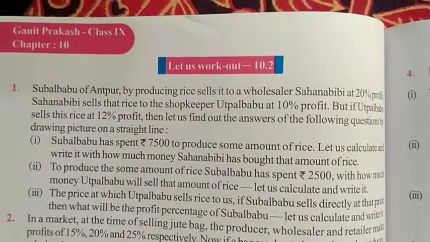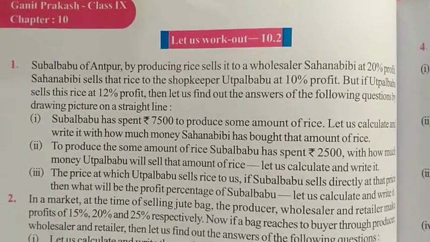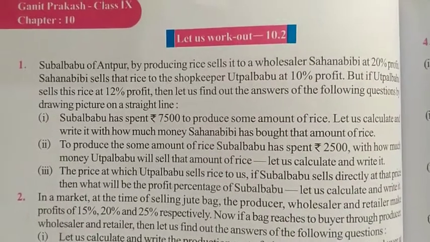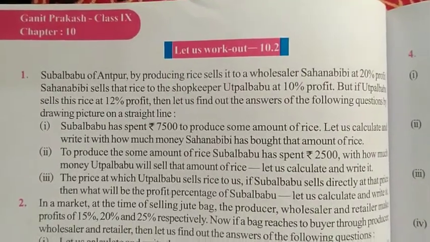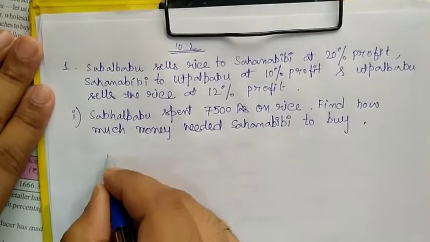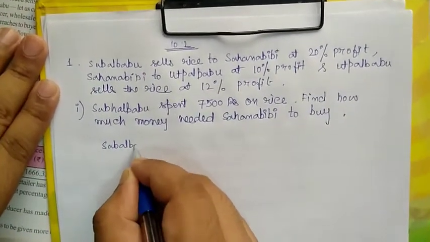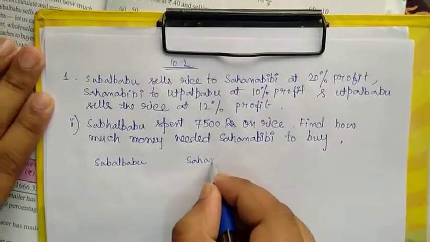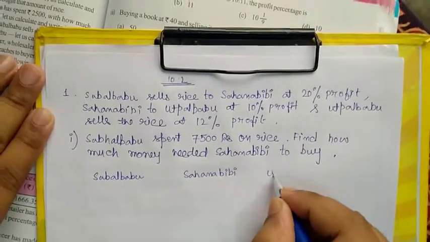First, Subol Babu has spent rupees 7500 to produce some amount of rice. Let us calculate and write how much money Shahana Bibi has spent to buy that amount of rice. So first of all, we have to draw a chain rule. Subol Babu, then Shahana Bibi, then Utpal Babu.